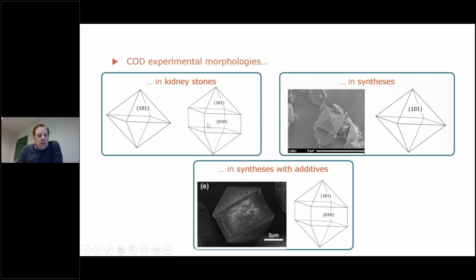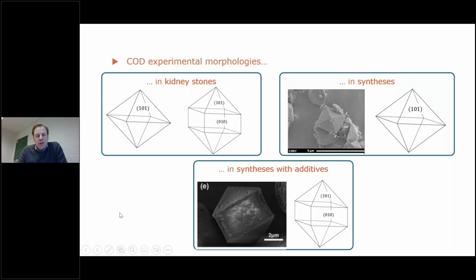So complexing molecules, complexing agents, will stabilize some surfaces. This is a very nice proof that the molecules have really an impact on the formation of the crystals and the crystal shape in particular. So here also, we can control this. We understand why we sometimes have this nice octahedra and sometimes this octahedra with this base surface. So here you see electron microscope pictures. With additives, meaning complexing agents, you see the formation of this base appearing.